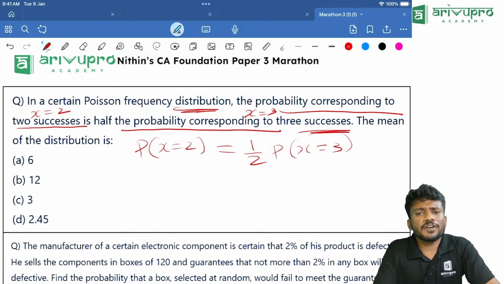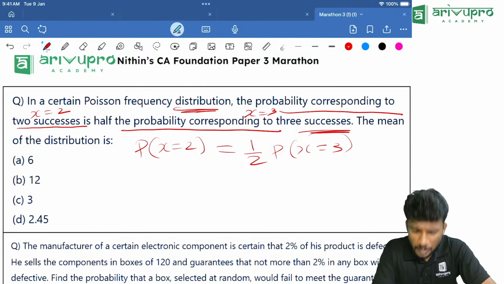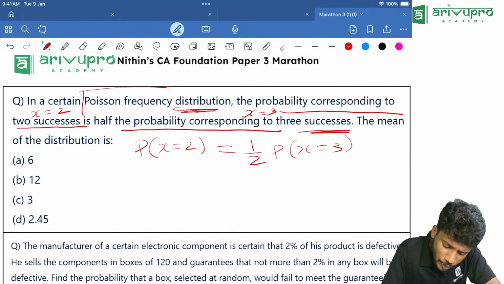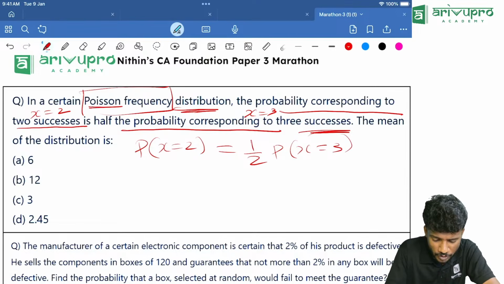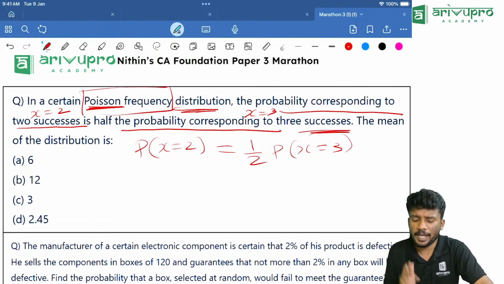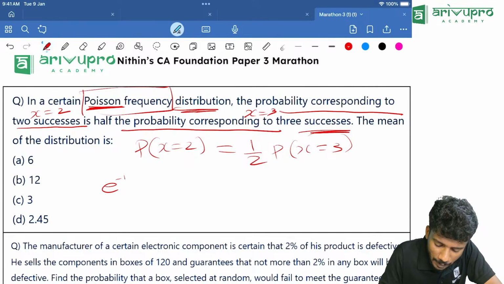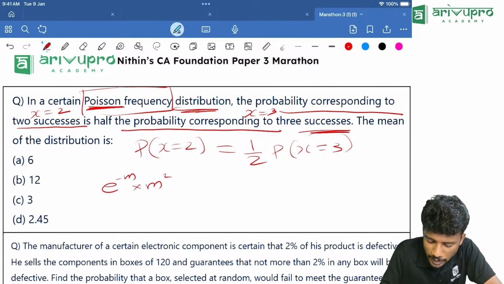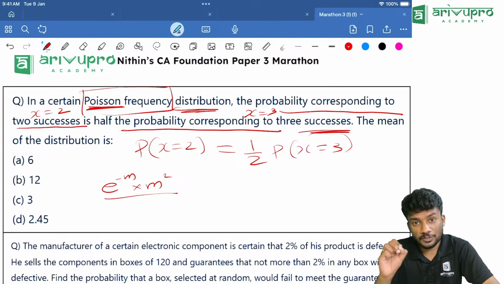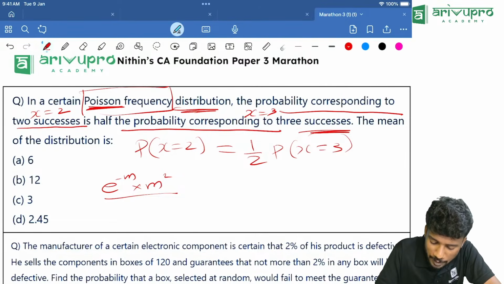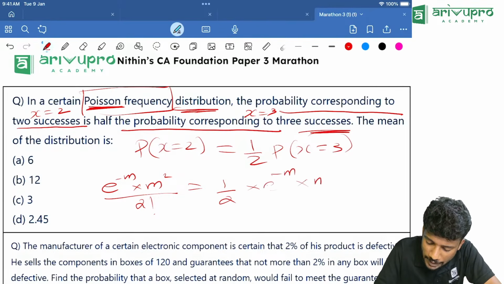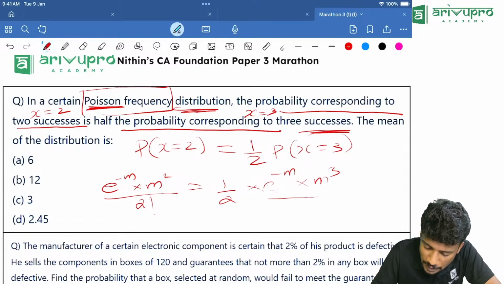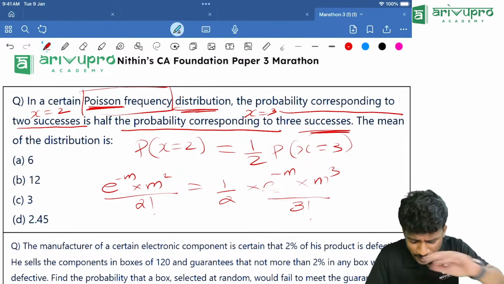Now, how will you find P of x equals 2? Tell me. We are doing what? The Poisson frequency distribution. In Poisson distribution, what is the formula? e raised to minus m into m square divided by, I'm directly writing x equals 2 here, 2 factorial, which is equal to half into e raised to minus m into m cube divided by 3 factorial.